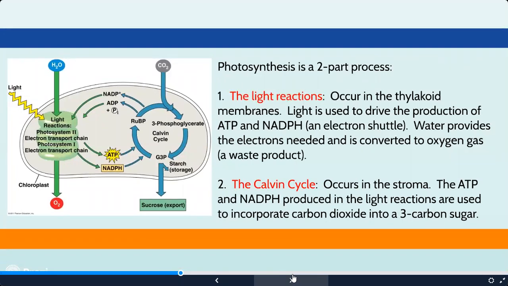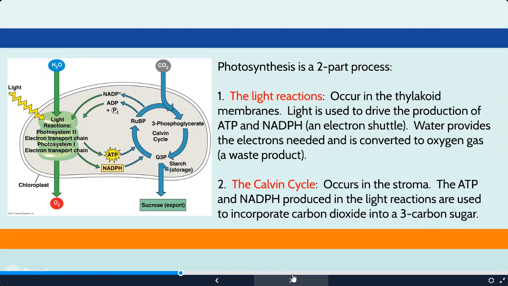There are two main parts to photosynthesis. This is easier than when we did cell respiration, because cell respiration had glycolysis, the link reaction, Krebs, and then the ETC, so there were four. This one only has two. There are different ways of calling them. Sometimes the old way was to call them the light and the dark reactions, but it's a little misleading, because the dark reactions can happen in the light, they just don't need light.